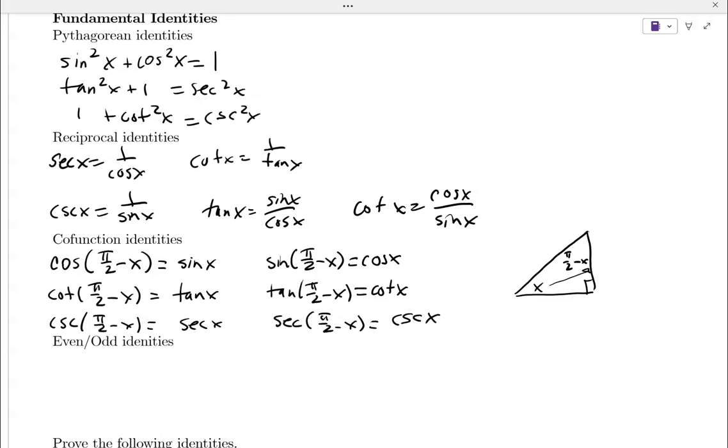Sine is opposite over hypotenuse. Cosine is adjacent over hypotenuse. The hypotenuse doesn't change for each of them, right? But the opposite for one is the adjacent for the other, and that's why you have those cofunction identities. And again, that's why they're called the cofunctions, by the way, because they deal with the complements. That's where the co part comes from, is complement.